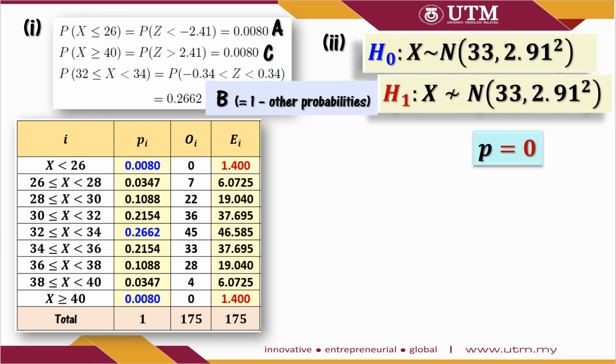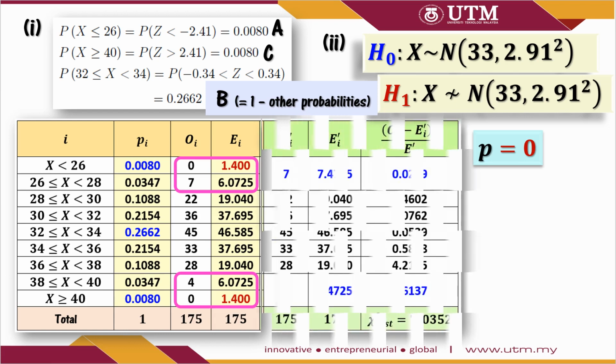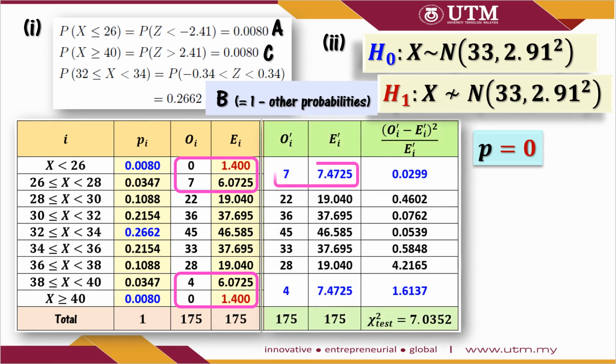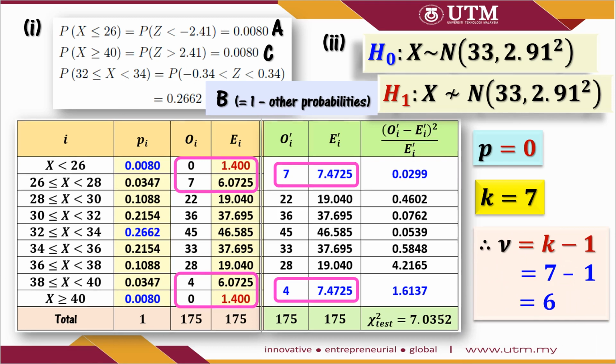Therefore, you need to combine the respective classes with their neighboring classes. The first class is merged with the second class, whereas the last class is merged with the second last class. Hence, we have the new sets of OI and EI values as listed in the following table, where the two combined classes now have expected values more than 5. Therefore, the finalized number of classes denoted by K is 7, and hence the degrees of freedom nu, which is defined as K minus P minus 1, is 6 in this example.